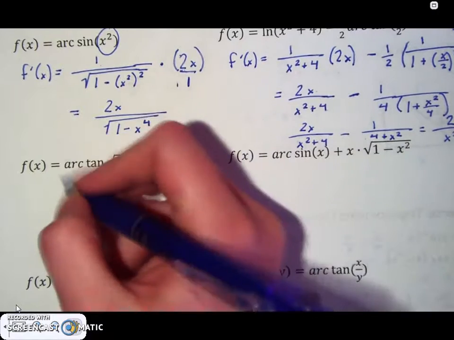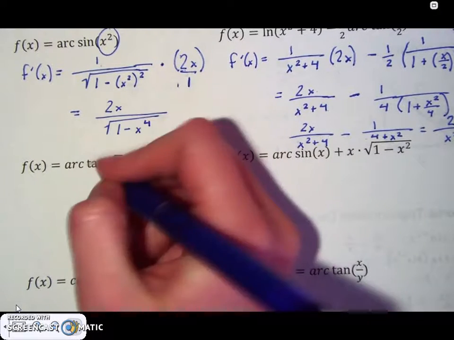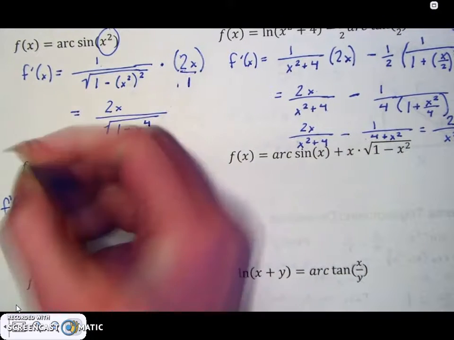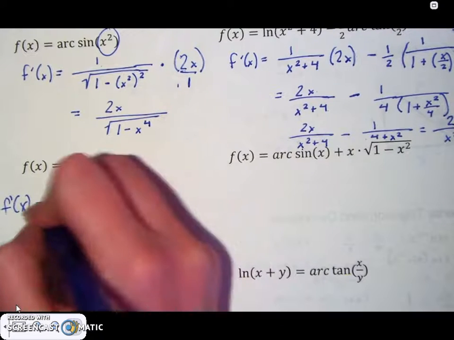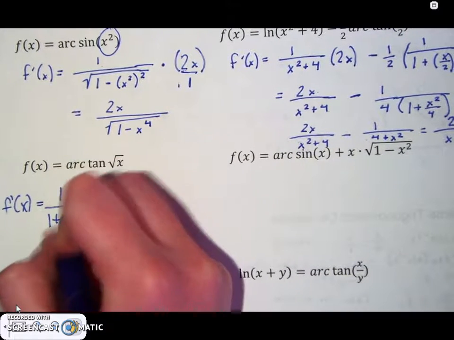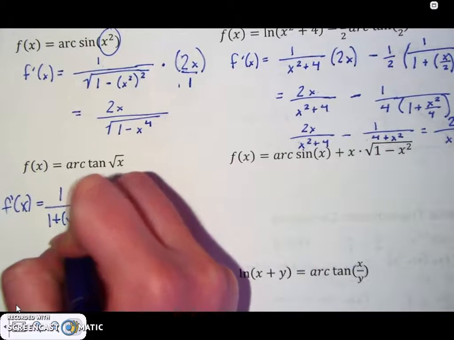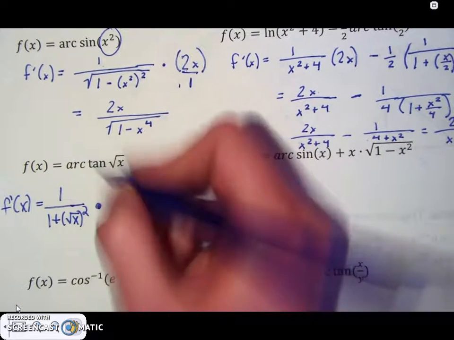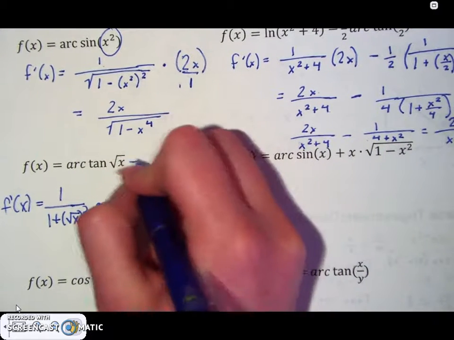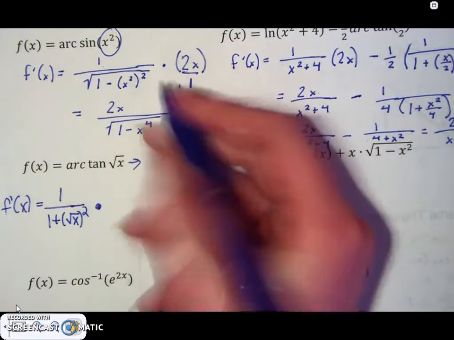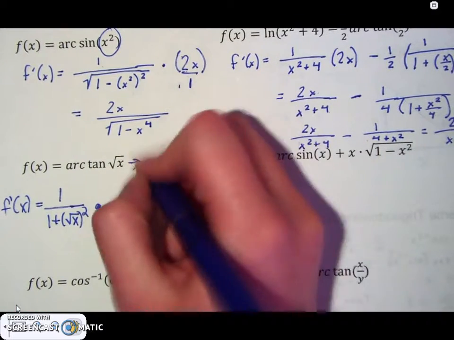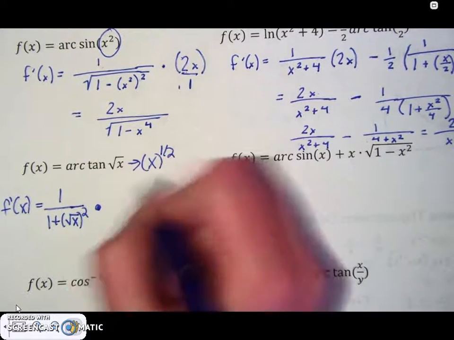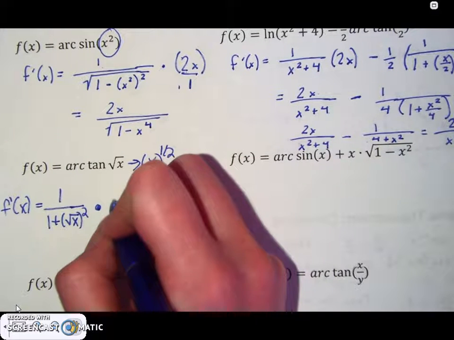Okay, so first what you have to do is take the derivative of arctan. So that is 1 over 1 plus the square root of x squared. And then you multiply that by square root of x, which I simplified or changed to x to the power of 1/2, which makes it easier to find the derivative of.